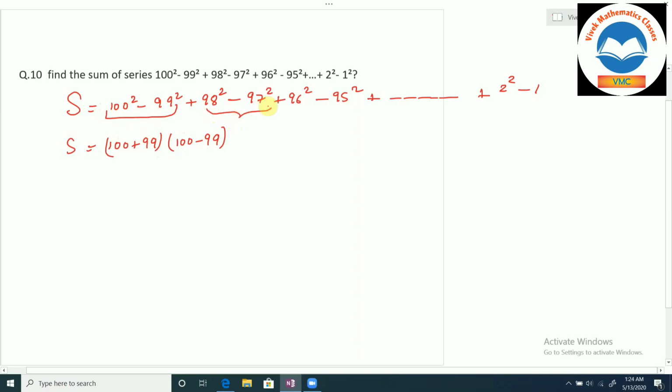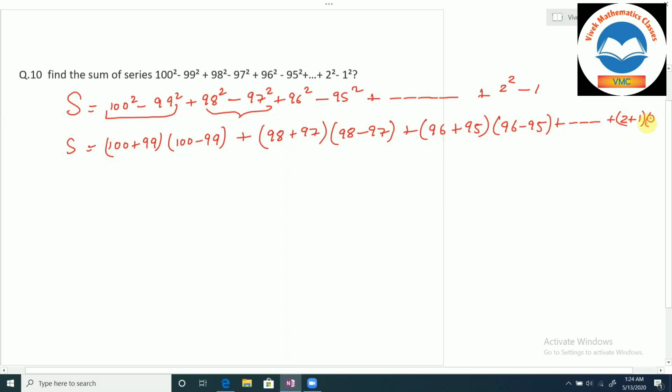Same like this, the next two also we can combine. Plus 98 plus 97. The second bracket will be 98 minus 97. Plus 96 plus 95, and next you will get 96 minus 95. And so on. At last what you will get? 2 plus 1 and 2 minus 1. Now if you see the second bracket of each term, each value is 1. 100 minus 99 is 1, 98 minus 97 also will be 1, 96 minus 95 also will be 1, and here 2 minus 1 also will be 1.